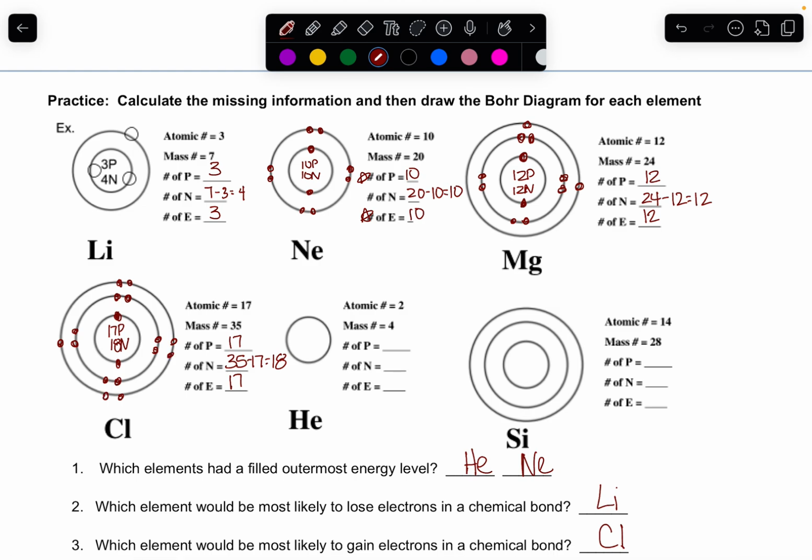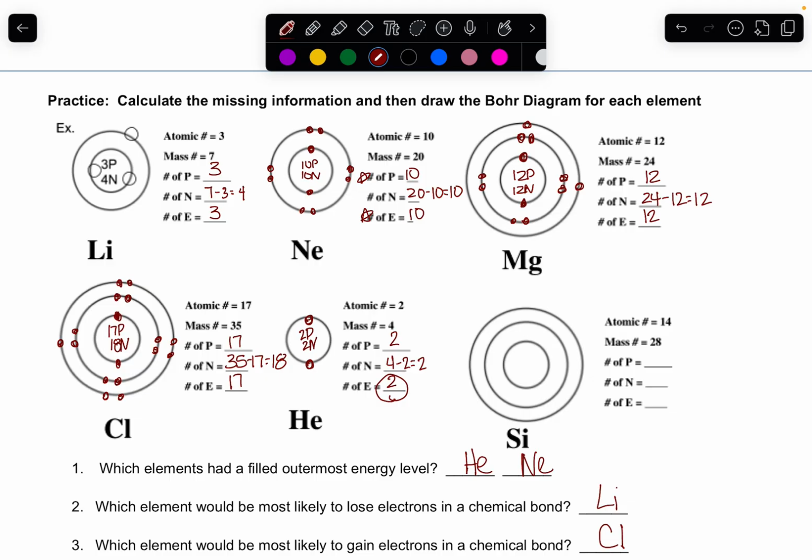Helium, I have an atomic number of 2, which means I have 2 protons and 2 electrons. My neutrons, I take my mass of 4 minus 2 protons, and that gives me 2 neutrons. Put my protons and my neutrons in the middle in my nucleus, and then I'm going to place my 2 electrons. I'm going to go 1, 2.